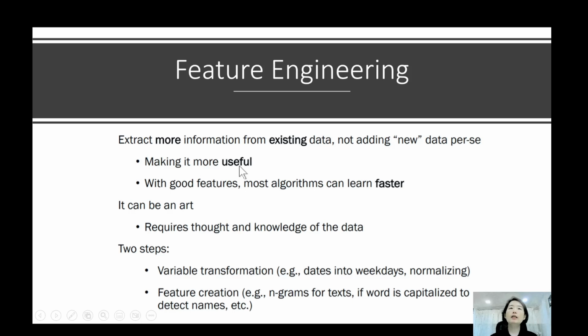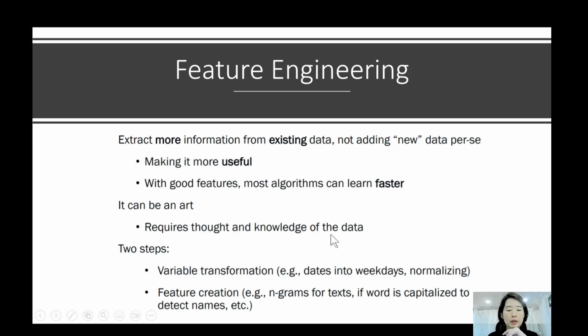There are actually several ways to identify whether a feature is useful or not. One of them is by using correlation to find out whether this feature is closely related to the output that you want to predict. If it is highly and significantly correlated, then you might want to select this feature. It can be an art, and requires thought and knowledge of the data from the experts as well. You can get input from the experts on whether these are the features that are closely related to the output that you want to predict.